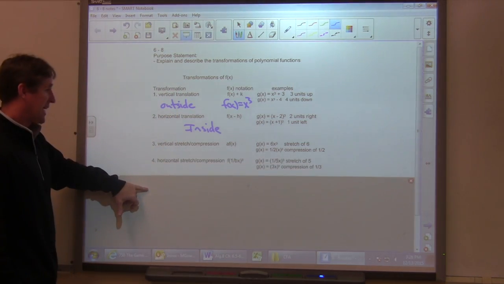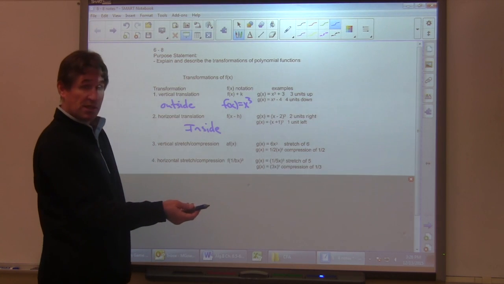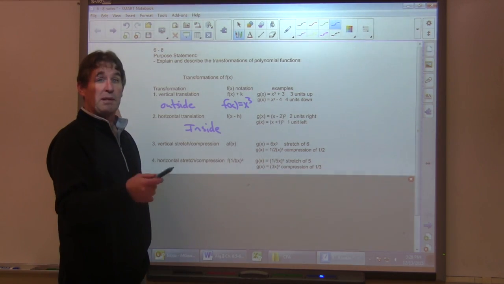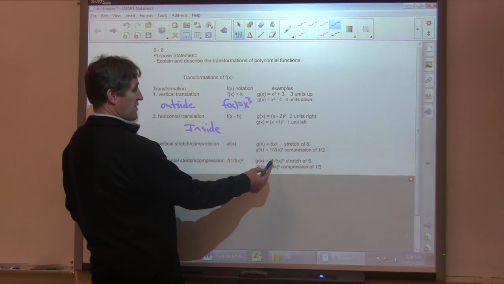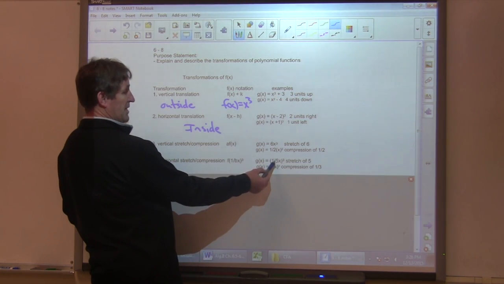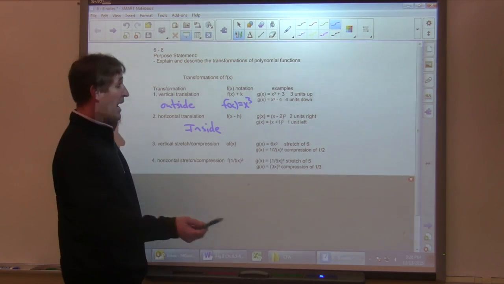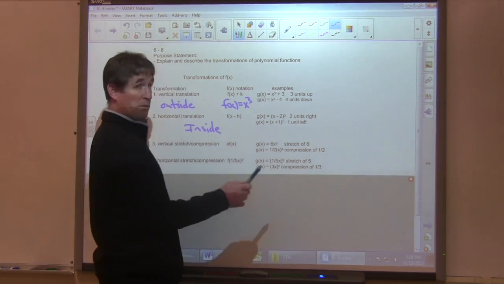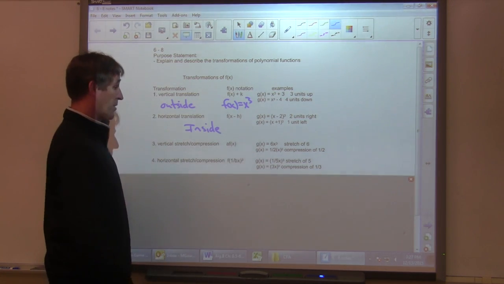If we did that inside, again, remember, it's the inverse of what it says, so since it's multiplied, the inverse would be the reciprocal, or multiplicative inverse. So if it says 1/5 x cubed, again, it's inside, so it's the inverse. The inverse of 1/5 would be 5, and so that would be a stretch. Remember, stretches are greater than 1, and compressions are between 0 and 1.